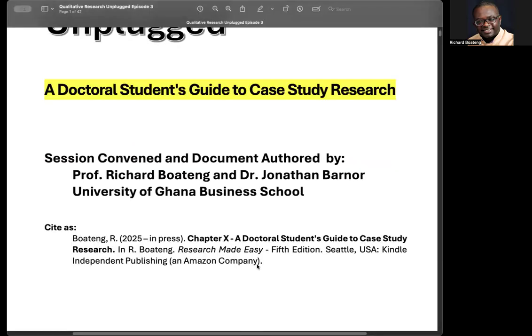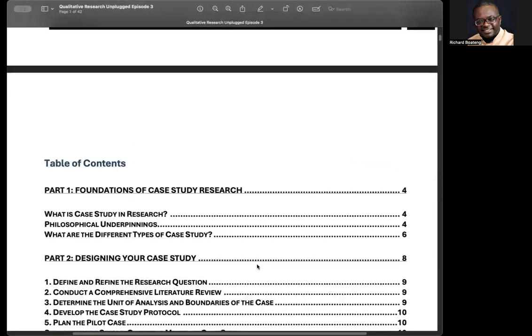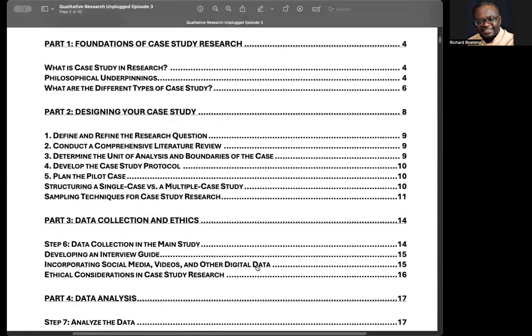Right. And this guide is specifically tailored to help you, especially if you're a doctoral student there, maybe undertaking the Advanced Qualitative Research Methods course. It's designed to help you conduct relevant, robust, and, importantly, publishable case study research. Publishable, yes, that's the goal.